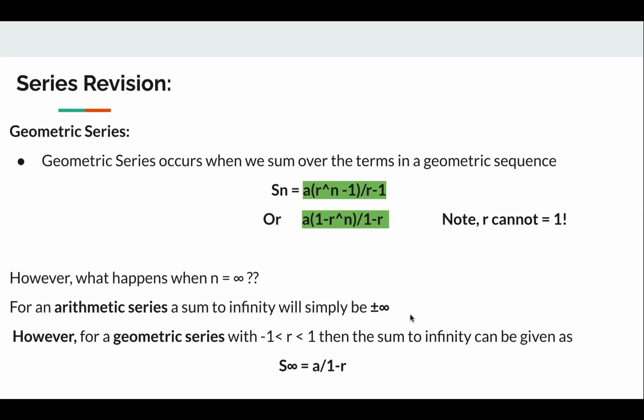So we have three things that we've covered so far. We've covered an arithmetic series and its formula, the geometric series and its formula, and what happens when we have a geometric series to infinity and the formula that is given for it. Let me just quickly see if we have any questions. Okay, no.